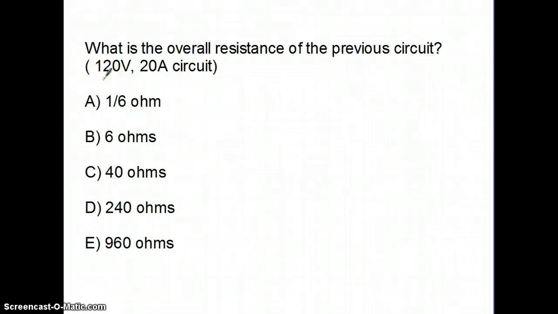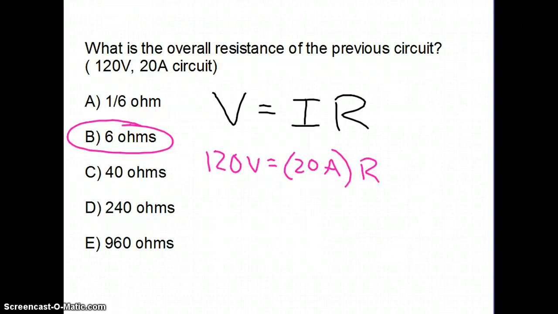On this same circuit, what would the overall resistance of the previous circuit be if you had all 40 of these light bulbs plugged in? Right, the easiest way to do it: if we had all those bulbs plugged in, we would get a total current flow of 20 amps flowing with a total voltage of 120 volts. Therefore, the total resistance here would be 6 ohms, taking 120 volts divided by 20 amps.